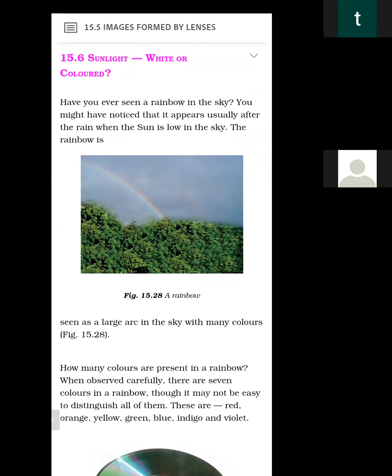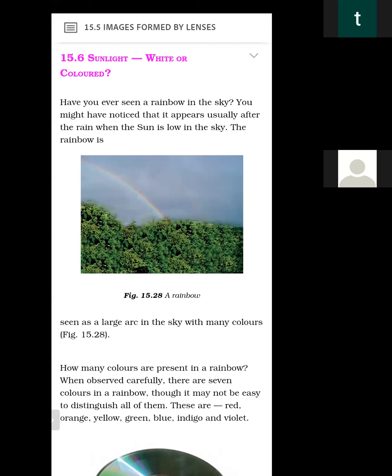It is made up of 7 colors. When these 7 colors combine together, they form white color. So if the question is asked, what is the color of sunlight? White. The color of sunlight is white. How many colors is it made of? It is made up of 7 colors.